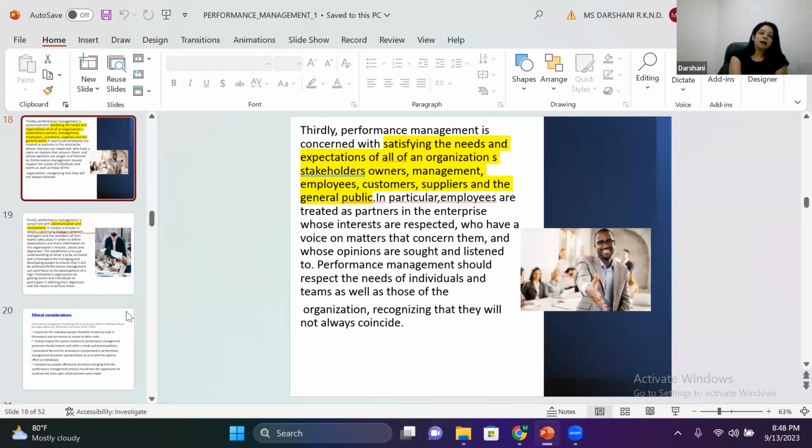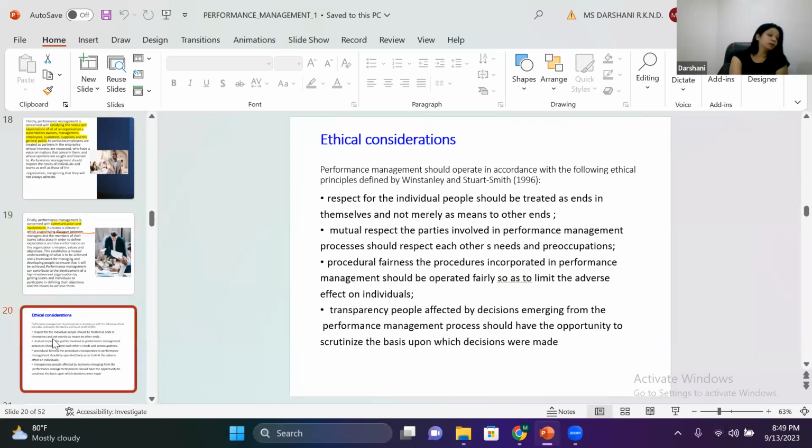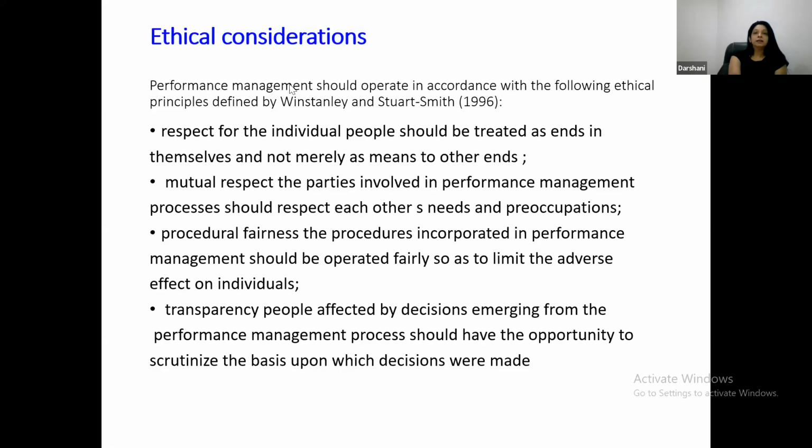Up to that level we discussed, right? Now I'm going to start from ethical considerations, right? That's what I told you.